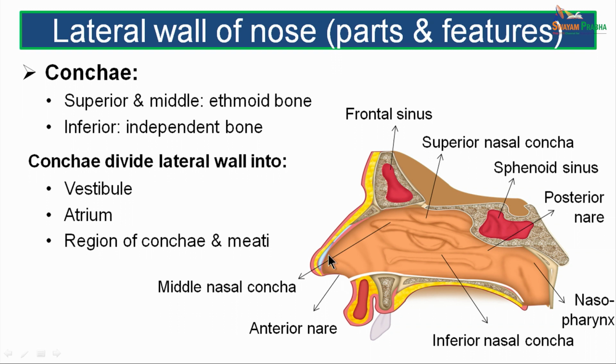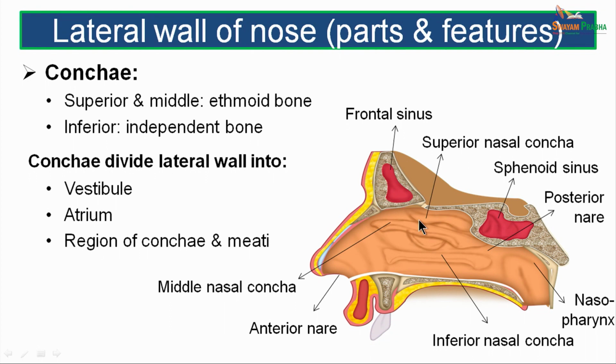Anteriorly is the vestibule near the anterior nare. Posterior to it is the atrium, which is the anterior part of the middle meatus, and posterior is the region which contains the conchae and the meatuses.